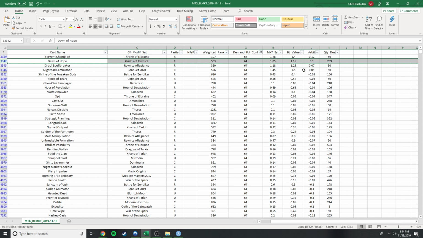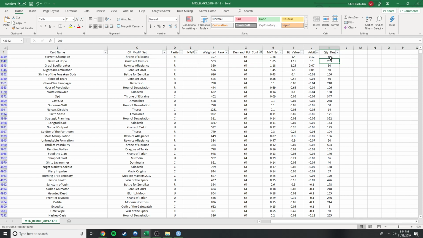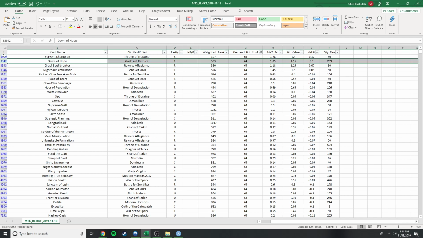So, you might be looking at this thinking, oh, I'm just going to get Fervent Champion, Dawn of Hope. They'll both turn out. Look at them. The arbitrage is about the same. It's not necessarily the case. It's selling 5 times slower than Fervent Champion. So the demand is 5 times smaller. And if I go over here, we can see that the buy list, if I do my math correctly, only wants 4 times more copies. So clearly this card is less valuable than Fervent Champion.